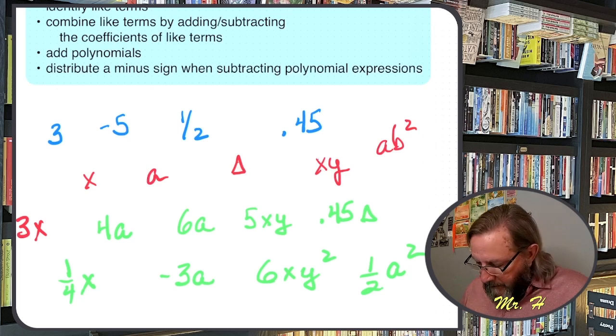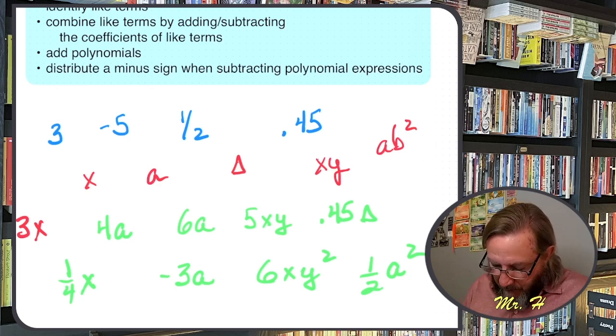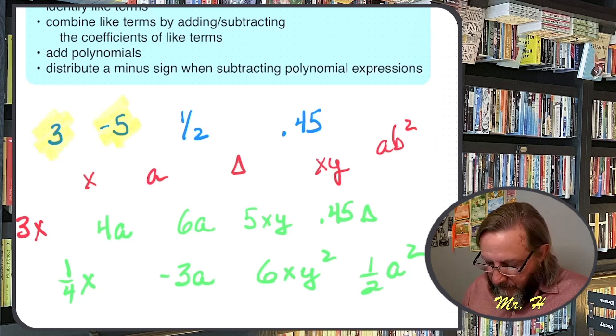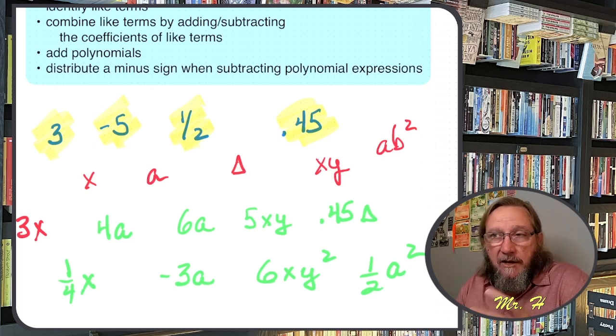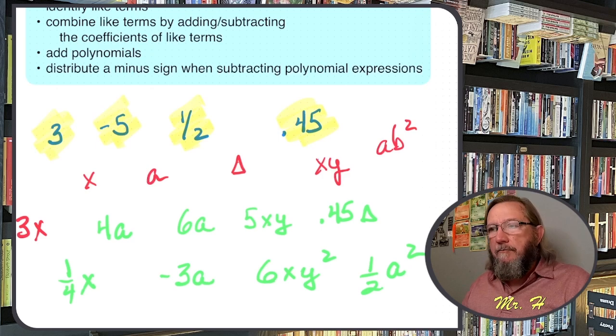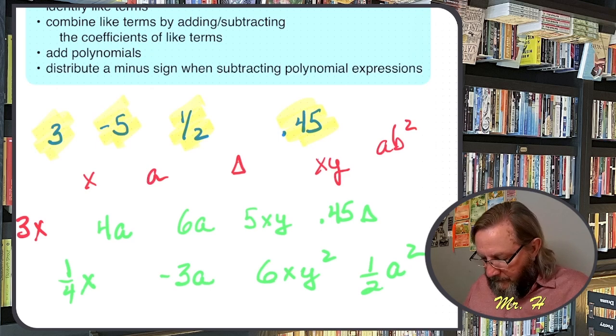I have a lot of things that are quote-unquote common terms here. For example, all of these numbers, those are all common terms because they are alike. They're like terms. So when we're talking about like terms, all of our constants are going to be like terms. Now, let's look at the variables. What other types of like terms do we have?